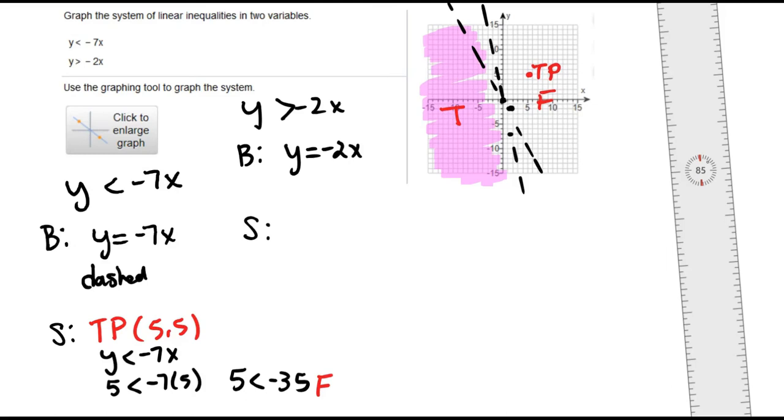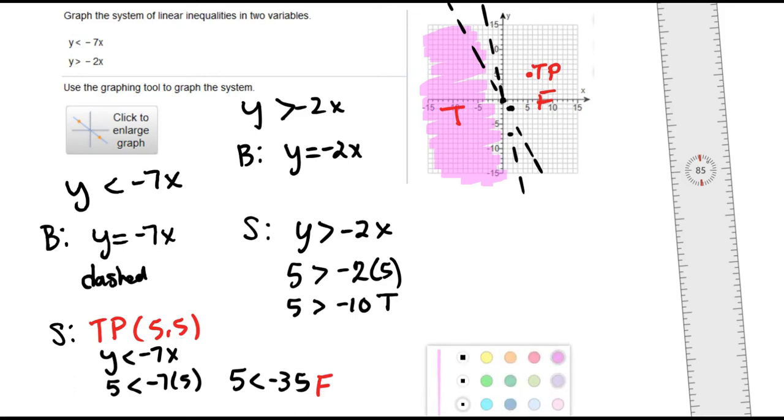And let's do the shading. We need a test point. We can use the same test point because that 5, 5 is not on the line. So in my inequality, y is greater than negative 2x, I have 5 is greater than negative 2 times 5. 5 is greater than negative 10. That is true. So this time my test point came out true. Let me change the color of my shading here. So that test point came out true, so I'm going to shade here.